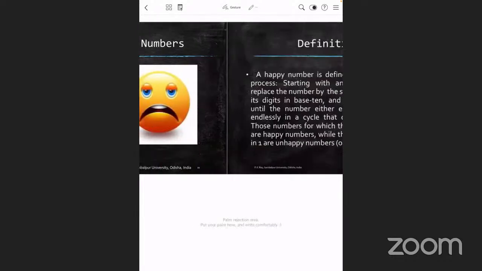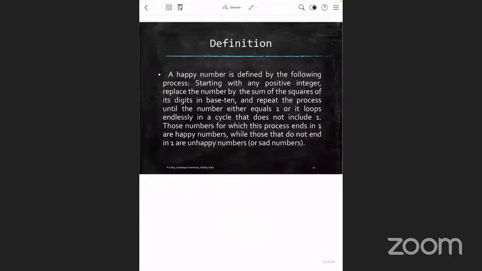The definition says like this. A happy number is defined by the following process. Starting with any positive integer, replace the number by the sum of the squares of its digits.